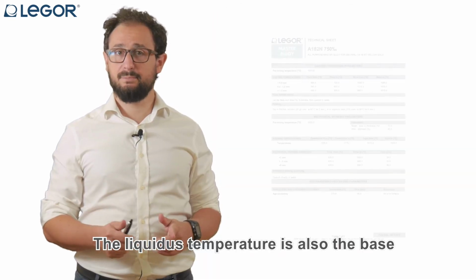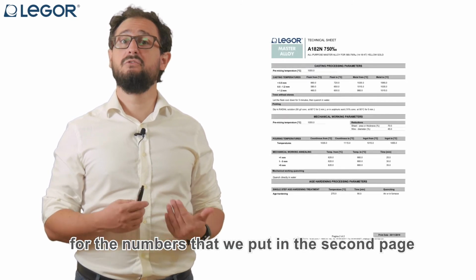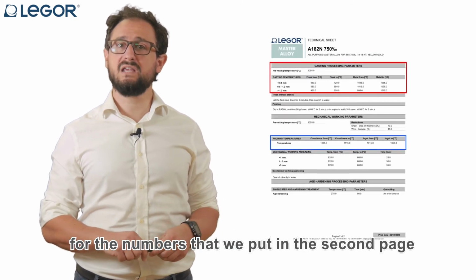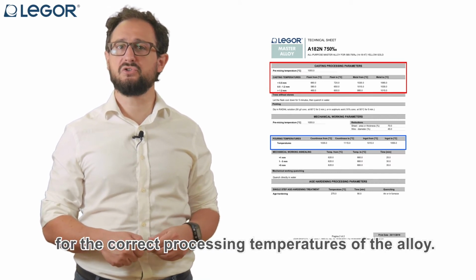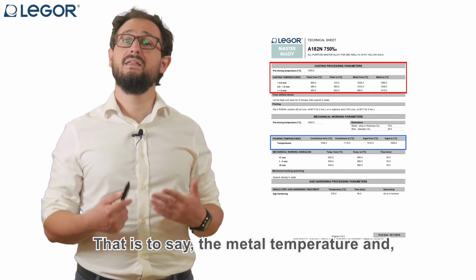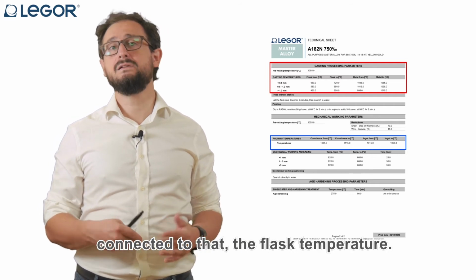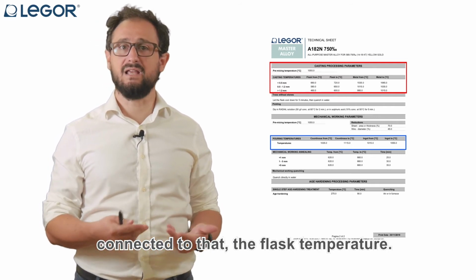The liquidus temperature is also the base for the numbers that we put in the second page of our technical data sheet for the correct processing temperatures of the alloy. That is to say, the metal temperature and, connected to that, the flask temperature.